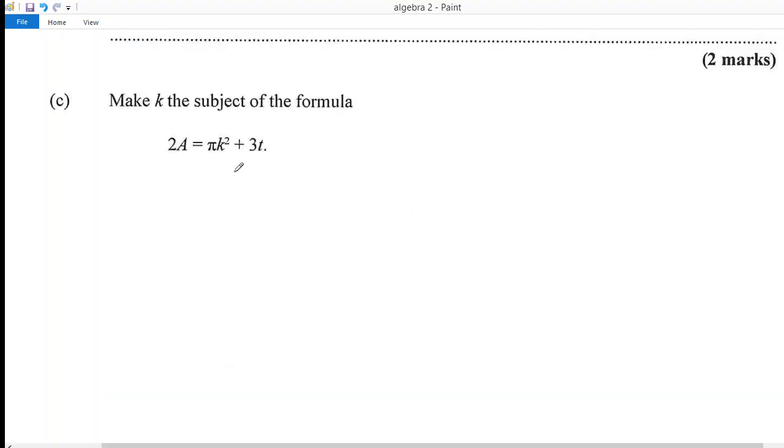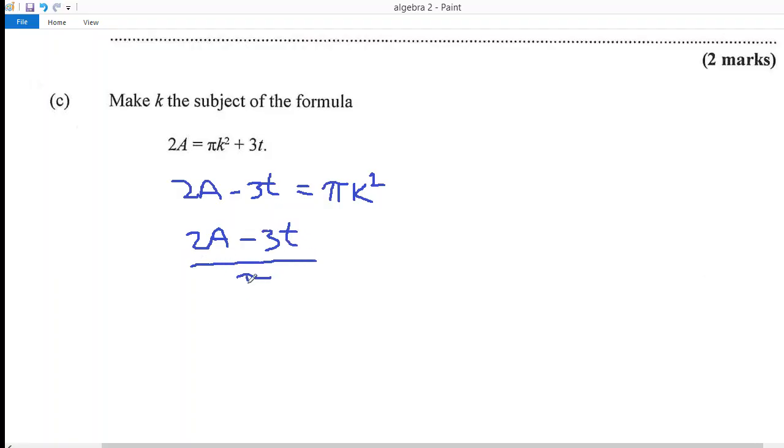Let's move on to part C to make k the subject of the formula. So what we want to do is we want k to be isolated by itself, and we have to remove all other numbers and letters or variables to the other side. So what we do, we subtract 3t from both sides. So we have 2a subtract 3t equal pi k squared. We now want to divide both sides by pi, so we have 2a subtract 3t over pi is equal to k squared.